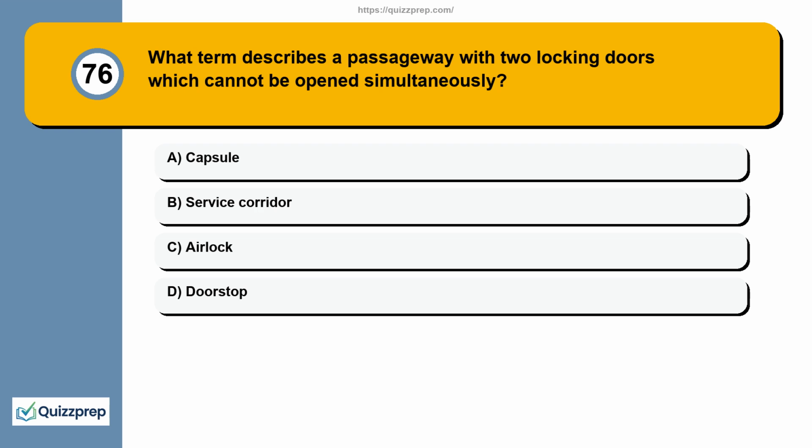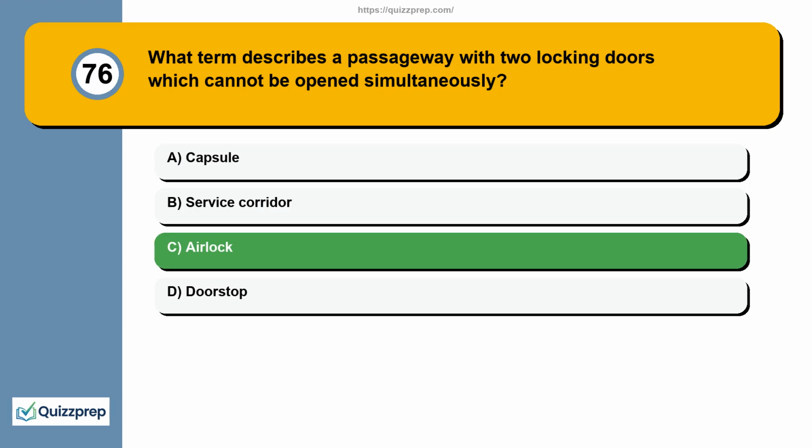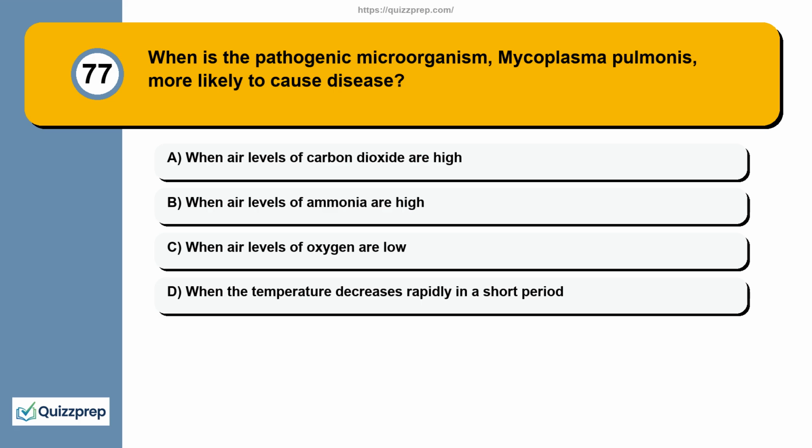Option A, capsule. Option B, service corridor. Option C, airlock. Option D, doorstop. The correct answer is option C, airlock. Question 77. When is the pathogenic microorganism, Mycoplasma pulmonis, more likely to cause disease?